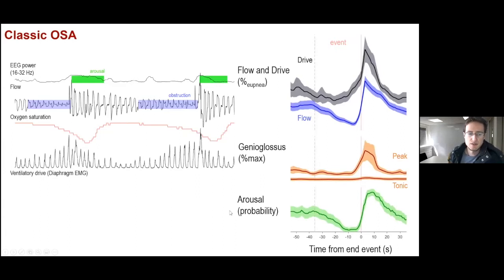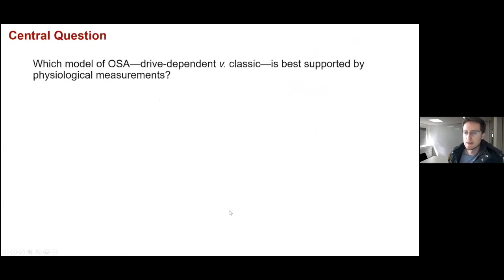All right, so here's a couple of different pictures of sleep apnea. So we've been looking at these signals for a while, and what I'm going to present today is our asking the central question, which model of OSA, this drive-dependent versus classic model of obstructive sleep apnea, is best supported by our physiological measurements.